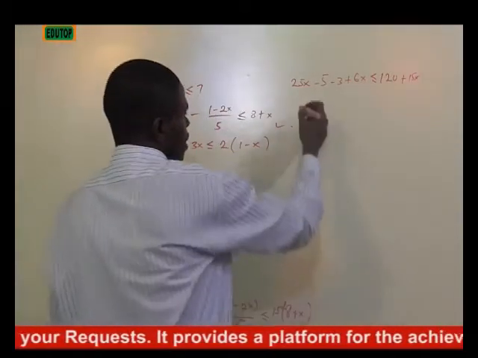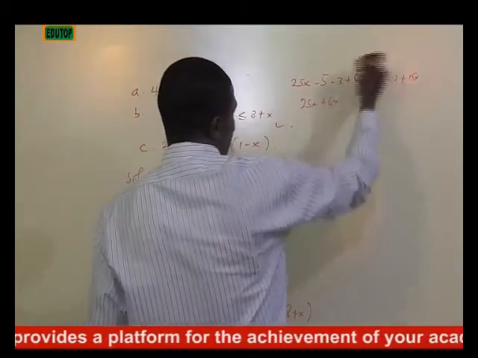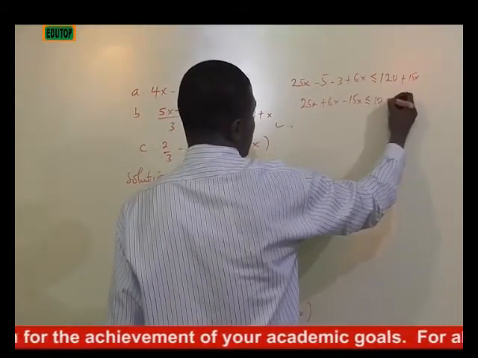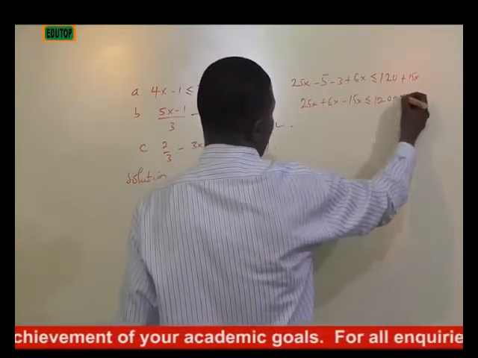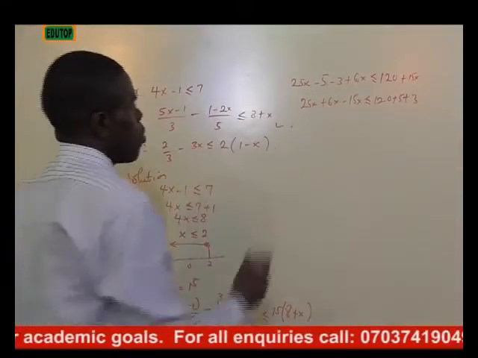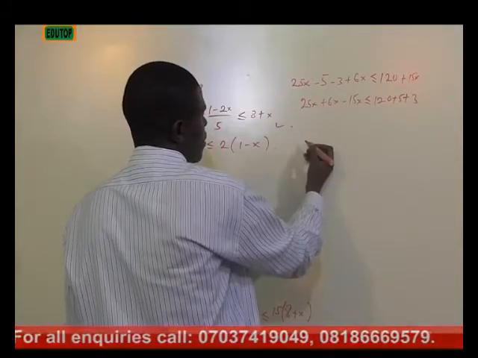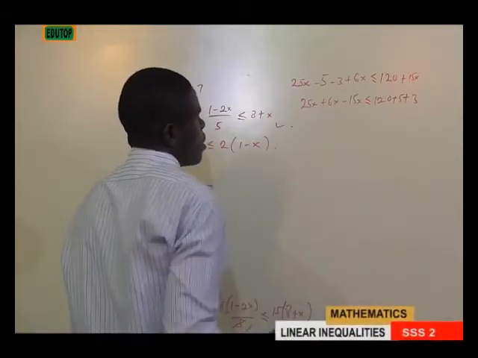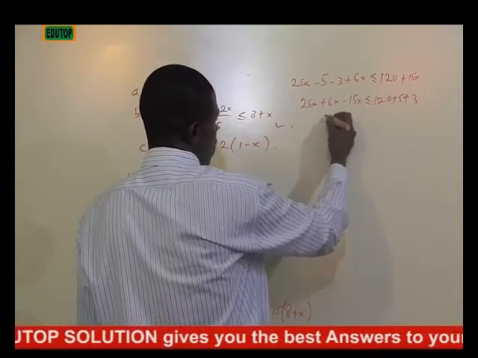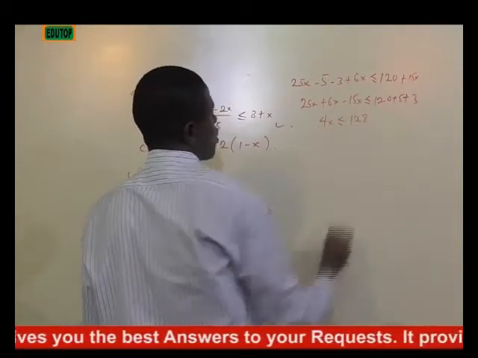So try to collect like terms. 25x is here, plus 6x is here. Then we transfer this one, that is minus 15x, less than or equals to 120. We transfer this one to this side, plus 5. Then this one again, plus 3. So here, 25x minus 6x gives us 19x. 19x minus 15x gives us 4x, less than or equals to, this one becomes 128.